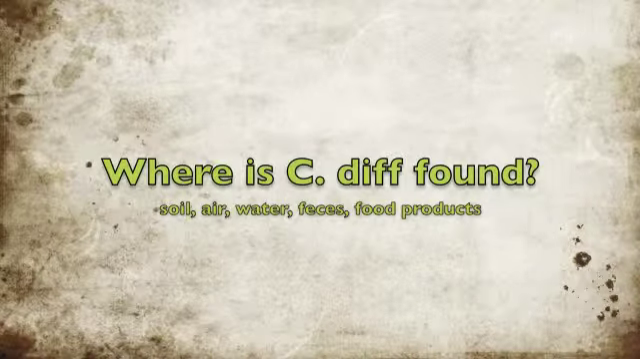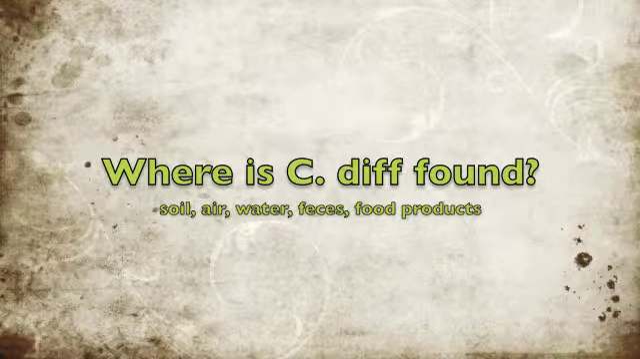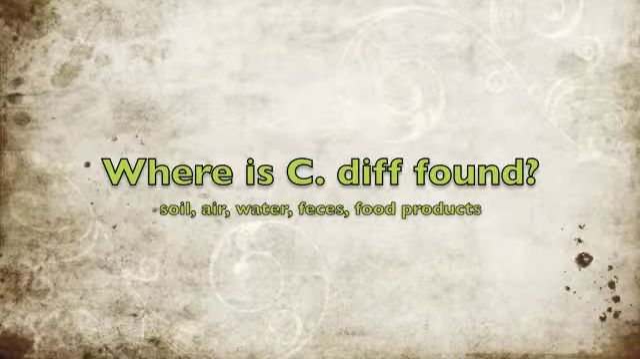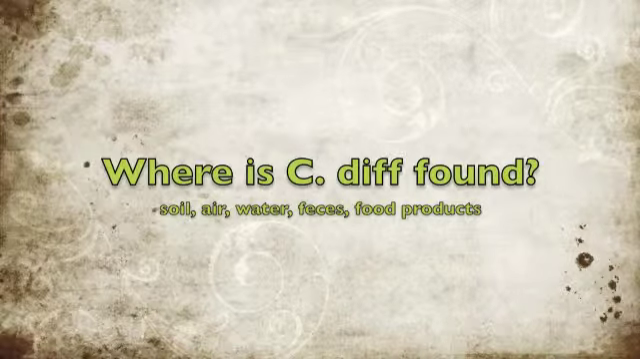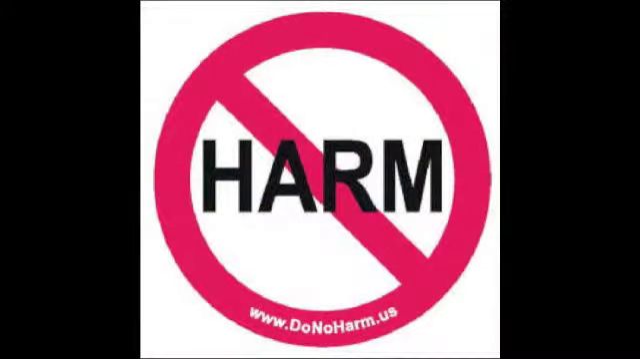C. diff is a type of bacteria that can be found in the environment, especially in soil, air, water, human and animal feces, and food products like processed meats. This particular bacterium can also be found in the large intestine of some humans. However, in this case, C. diff is usually harmless, therefore these particular people rarely contract an illness from the infection.